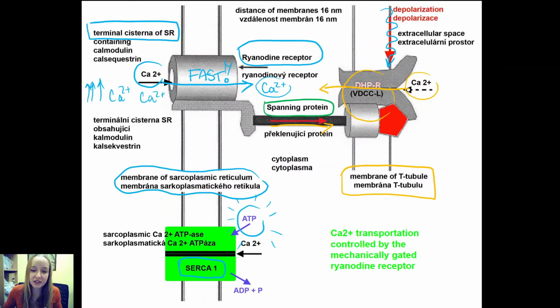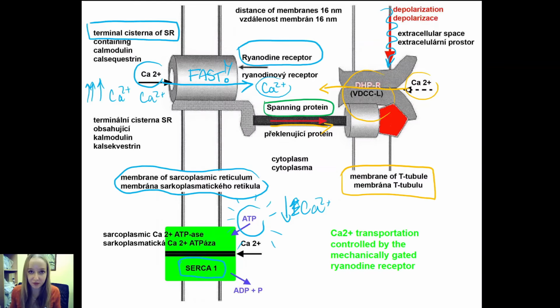But when the ryanodine receptor opens, the pump is not enough. This channel cannot pump all the calcium outside, so that's why the level increases. But when the ryanodine receptor is closed, the SERCA will pump more and more calcium, so it will lower calcium ions in the cytoplasm. I hope you can understand this.